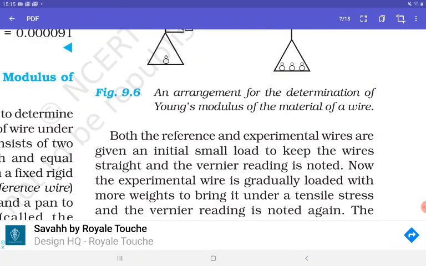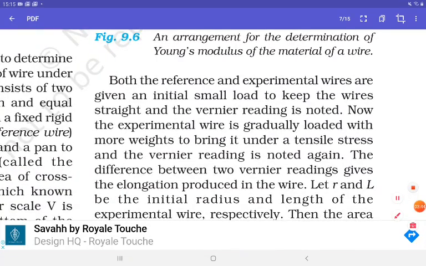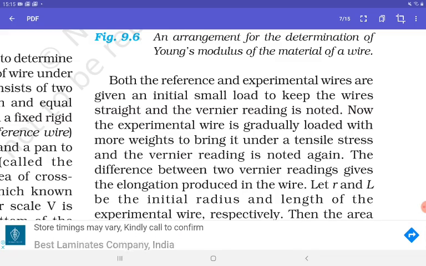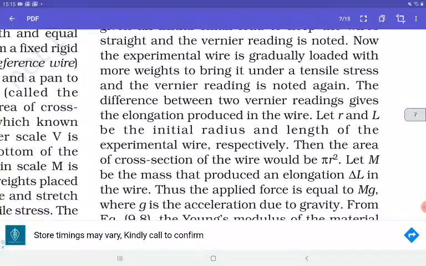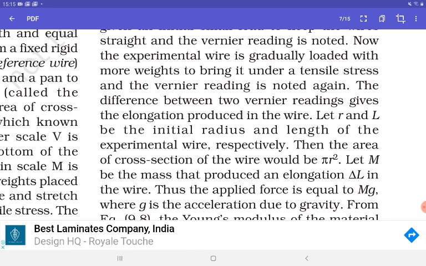Both the reference and experimental wires are given an initial small load to keep the wire straight and the vernier reading is noted. Now the experimental wire is gradually loaded with more weights to bring it under a tensile stress and the vernier reading is noted again. The difference between the two vernier readings gives the elongation produced in the wire.